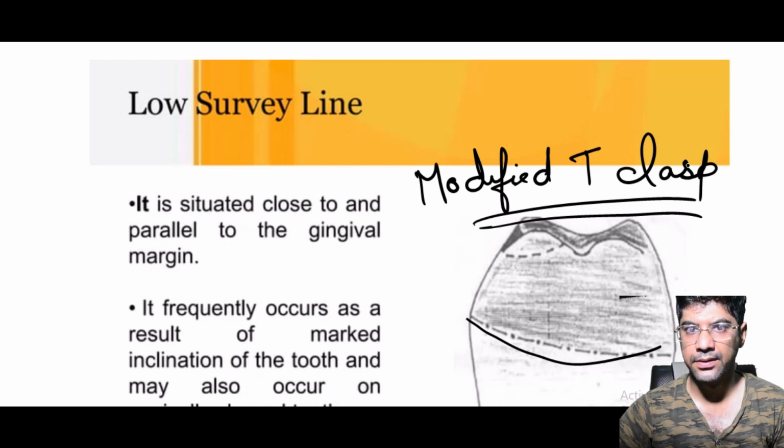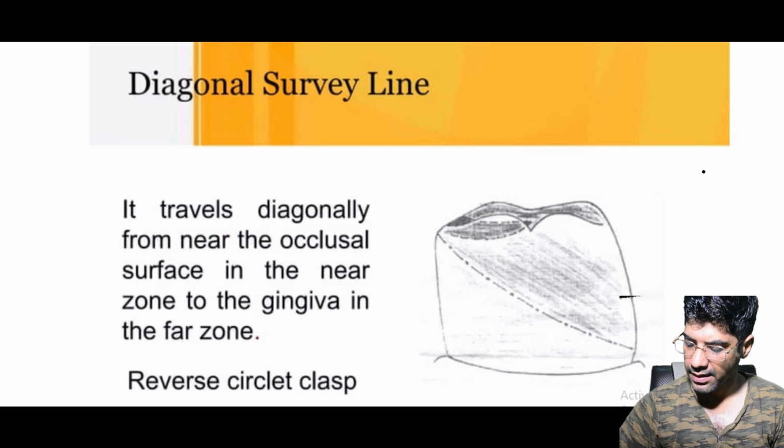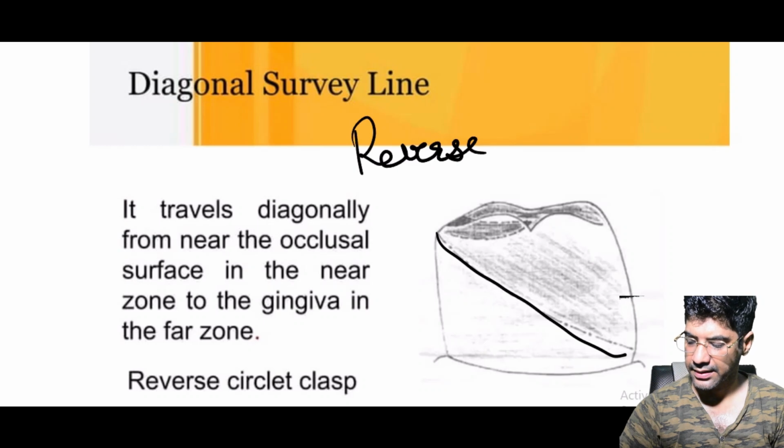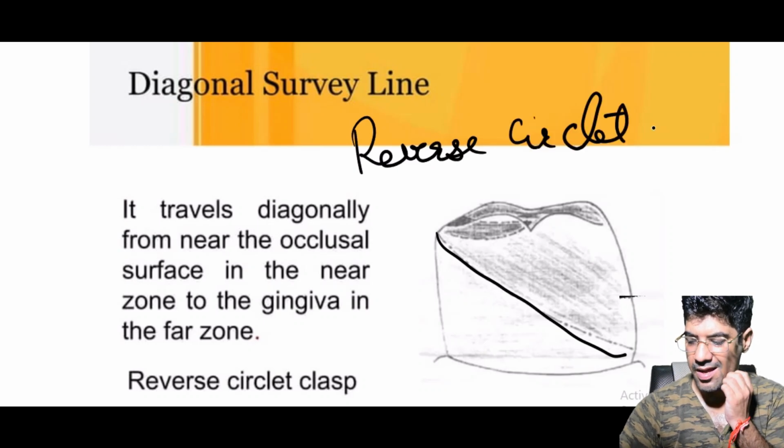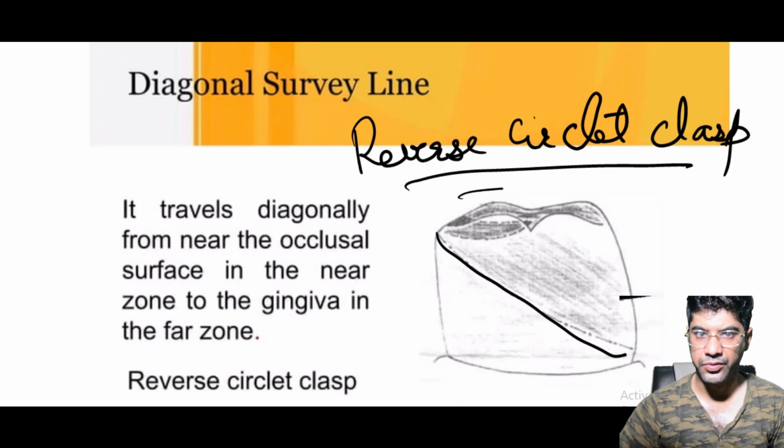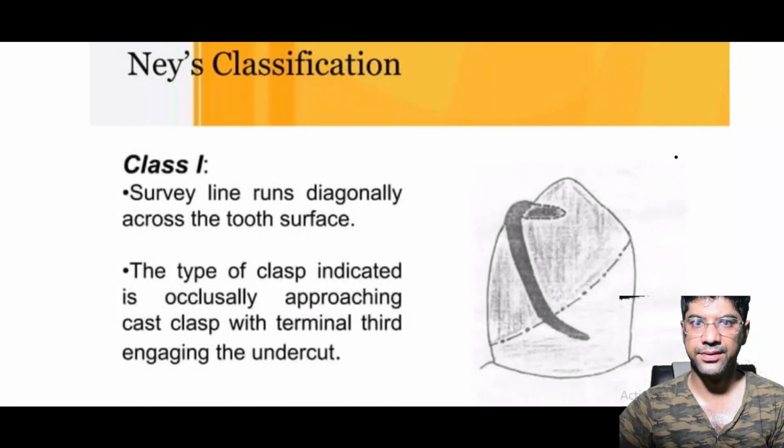Diagonal line: it travels diagonally from near the occlusal surface in the near zone to the gingiva in the far zone. So here a reverse circlet clasp is used. Diagonal survey lines are often found on the buccal surfaces of canines and premolars.